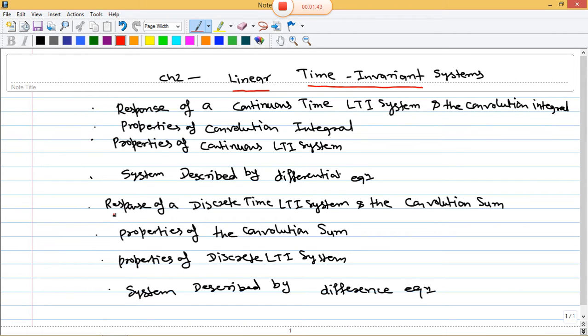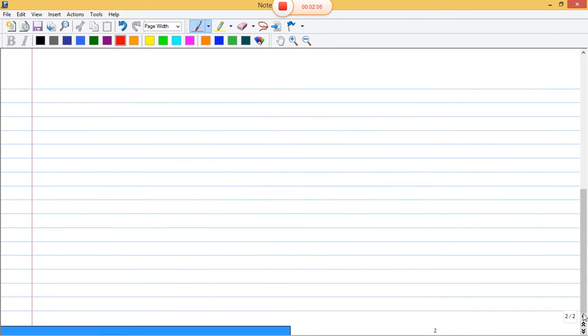Similarly, in the same fashion we can learn the response of discrete time LTI system and the convolution sum. Properties of the convolution sum, after that properties of discrete time LTI system, system described by difference equation. Okay.